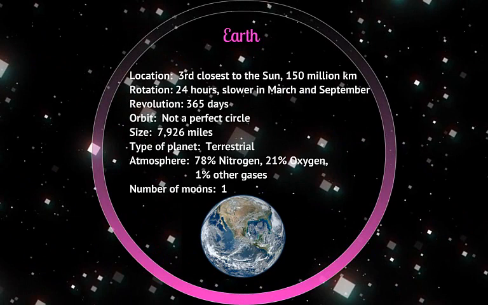Earth, we know this planet well. We are the third closest to the sun. We are approximately 150 million kilometers from the sun. Our day or rotation is 24 hours, but is actually a little bit slower in March and September. The revolution is 365 days. That's our year. Our orbit, again, is not a perfect circle. We are 7,926 miles in diameter. We are a terrestrial or land planet. Our atmosphere is made of 78% nitrogen, 21% oxygen, and 1% of other gases, and we do have one moon.